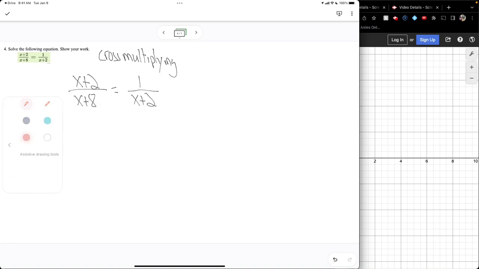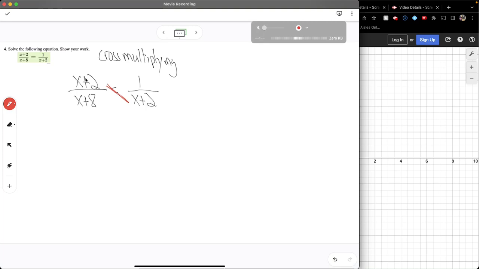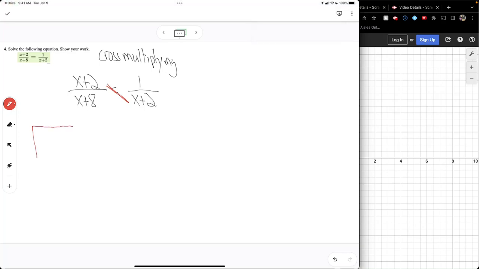If we start with this diagonal, remember this is a binomial times a binomial, so I can't just do x times x and 2 times 2 and call it good. I have to actually multiply it out using the box method. So I have to do x plus 2 times x plus 2.